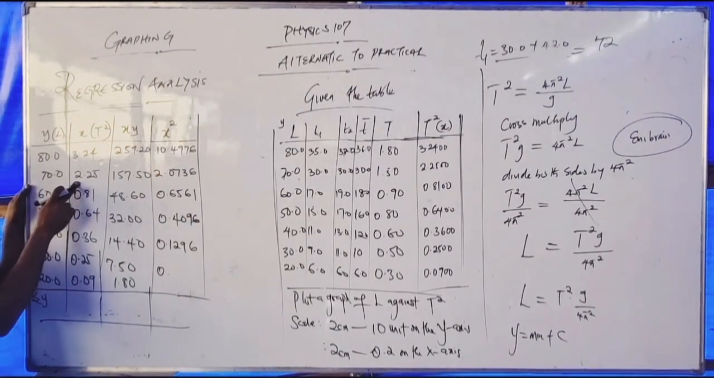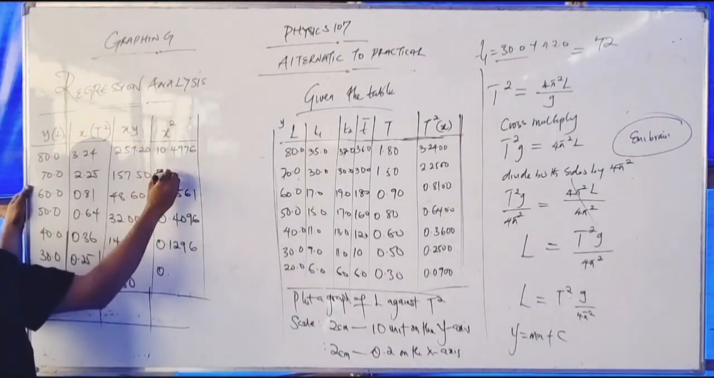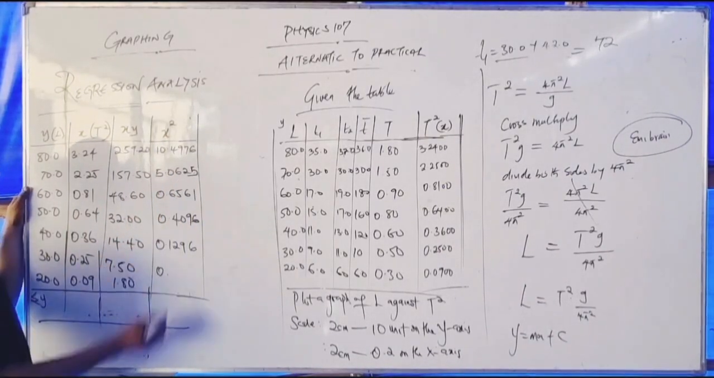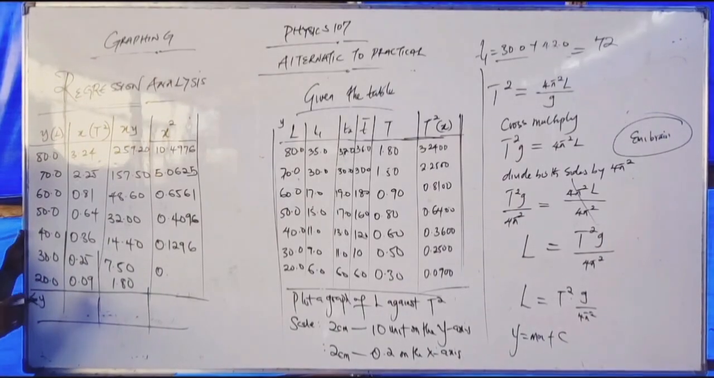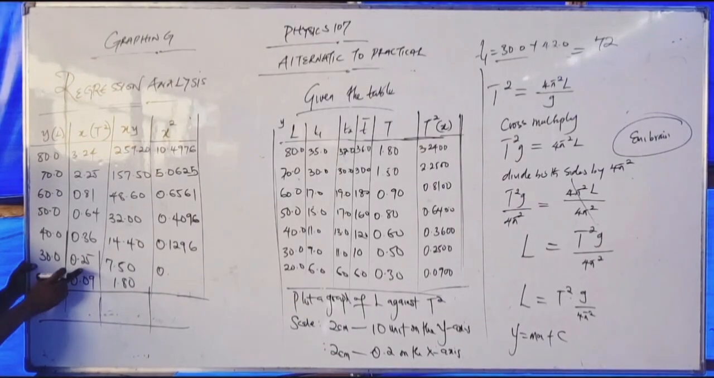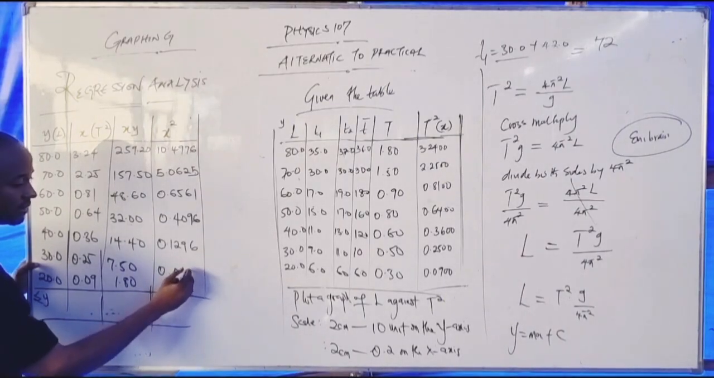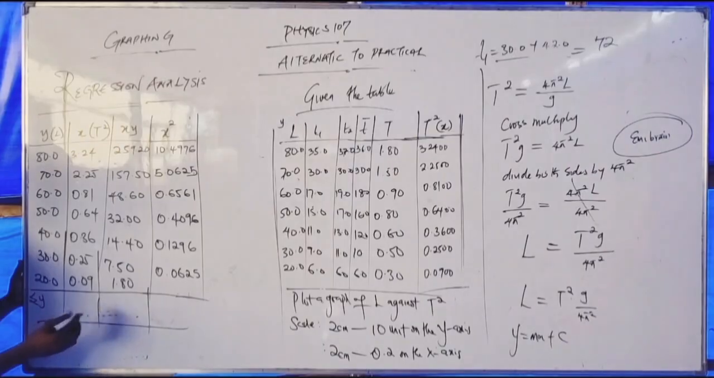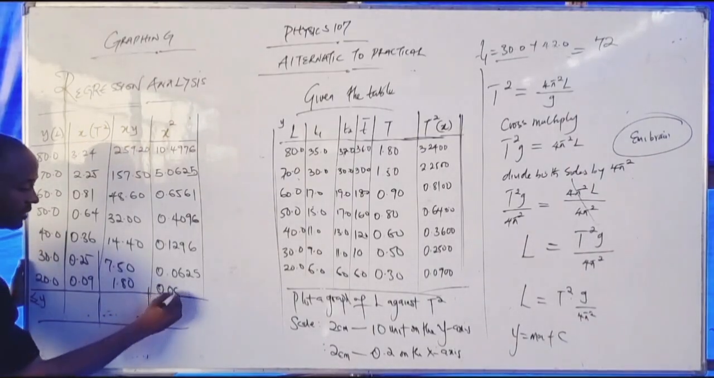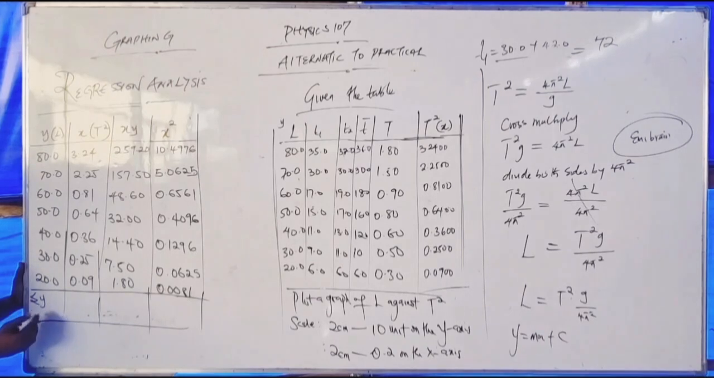This one, yeah? Oh, sorry. 5 point what? 5.0625. Right? What of the rest? Please, let's be careful with our answers, okay? 0.25 square is what? 0.0625. What about this? 0.09 square? 0.0081. Okay, have you summed this up for me?